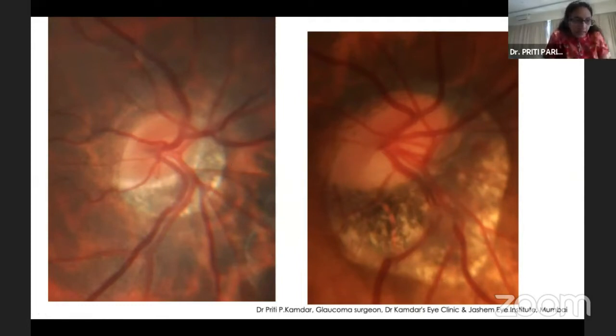These are two tilted discs of two different people. One to the left shows a healthy disc. It's a tilted disc, but it's a healthy disc, with hardly any cup. But if you see this particular disc, if you trace the neuroretinal rim, you will realize there is an inferior notch, and sure enough, the fields showed a superior arcuate scotoma.